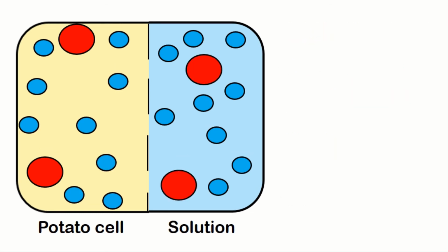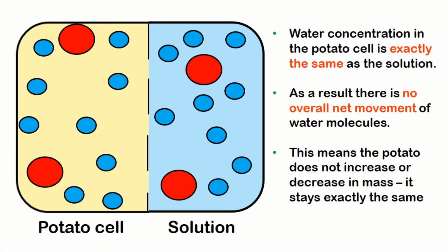Now this is a bit of a weirder one you might see. If you look carefully, you'll see there's the same water concentration in the potato and the beaker. So that potato won't lose or gain any mass, because overall the movement of water is about equal. So if you see a potato that doesn't gain mass, it's because it's got the same concentration in the beaker as the potato.